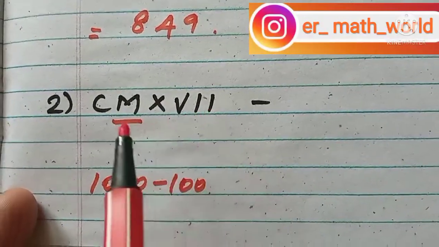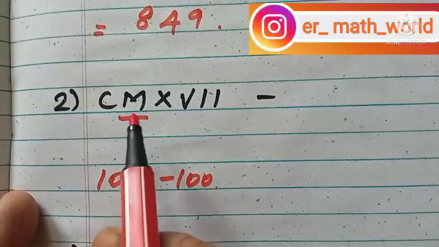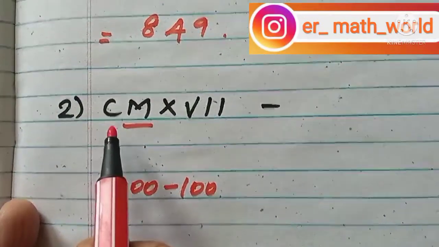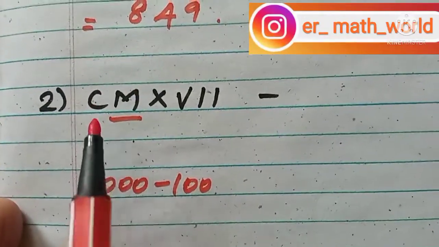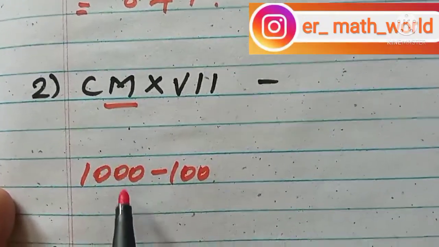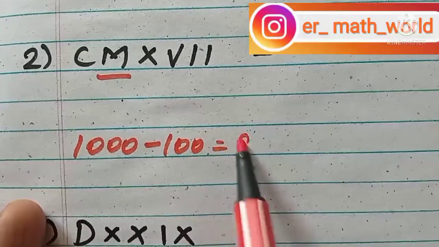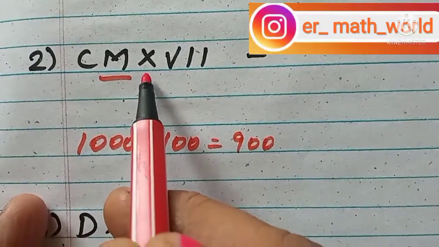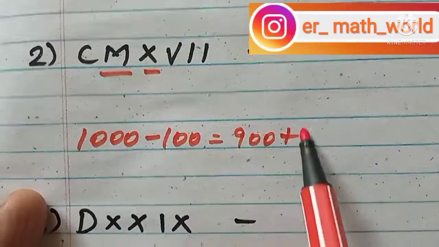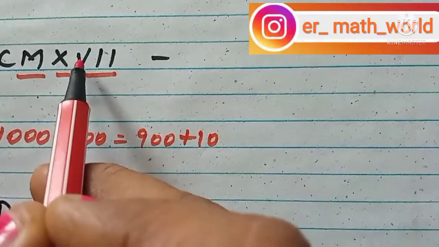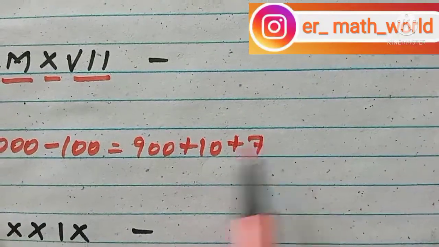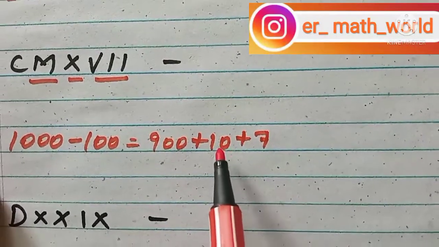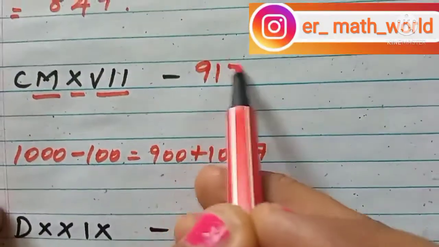Next example is CMXVII. We know that the value of M is 1000 and the value of C is 100. I told you, where the smaller value comes before the higher value, you have to subtract. So M is 1000, C is 100, which will give you 900. Again, what is the value for X? X is 10. Then VII is 7: V is 5, I is 1, 5 plus 1 is 6, again 6 plus 1 is 7. So 900 plus 10 is 910, and 910 plus 7 will give you 917.